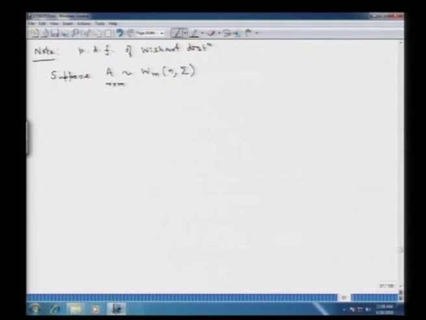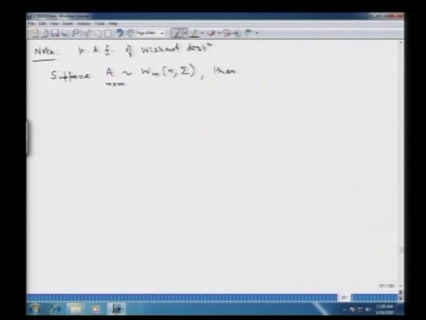So, when we talk about the PDF of the Wishart distribution, we are looking at the joint PDF of the distinct elements that are present in this A matrix. Now, how many distinct elements are present in this A matrix? This A matrix is a symmetric matrix. So, the number of distinct elements is m into m plus 1 by 2. So, when we are talking about the probability density function of the Wishart, we are essentially talking about the joint probability density function of the m into m plus 1 by 2 distinct elements of this Wishart matrix.